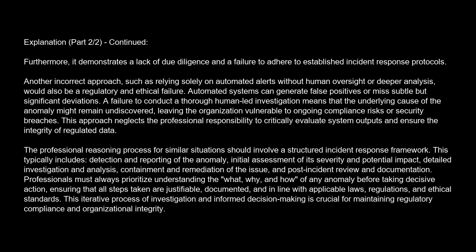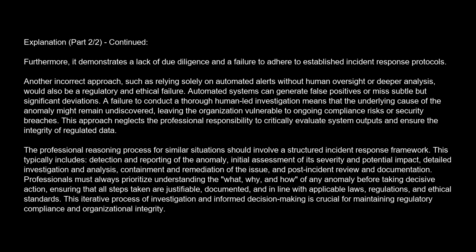Another incorrect approach, such as relying solely on automated alerts without human oversight or deeper analysis, would also be a regulatory and ethical failure. Automated systems can generate false positives or miss subtle but significant deviations.